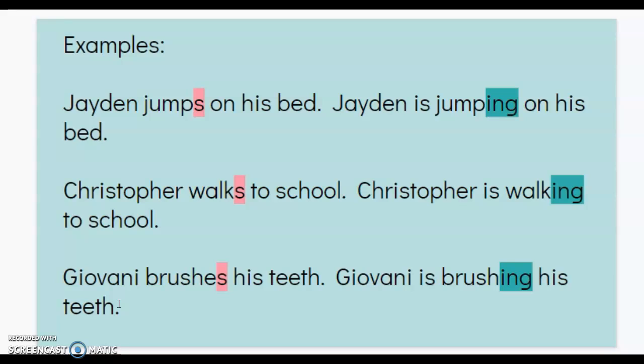And the last example that we're going to read is Giovanni brushes his teeth. Giovanni is brushing his teeth. So the reason why I highlighted the s at the end of the action verbs is to show us that the action verb will sometimes end in s or it sometimes ends in ing. And the way that we read ing is ing. So jumping, walking, brushing.